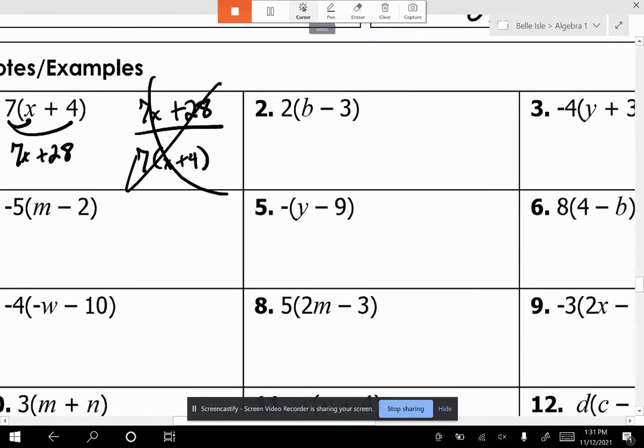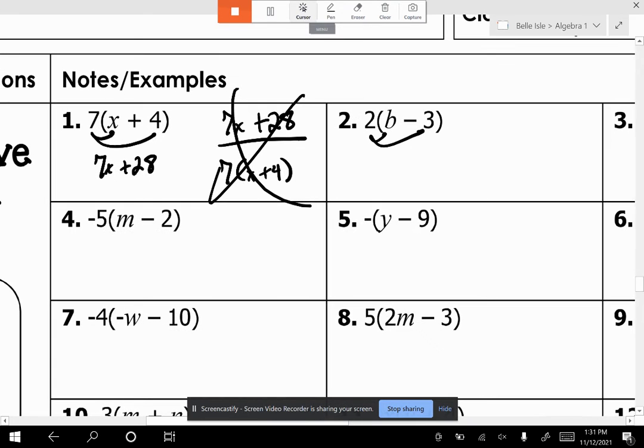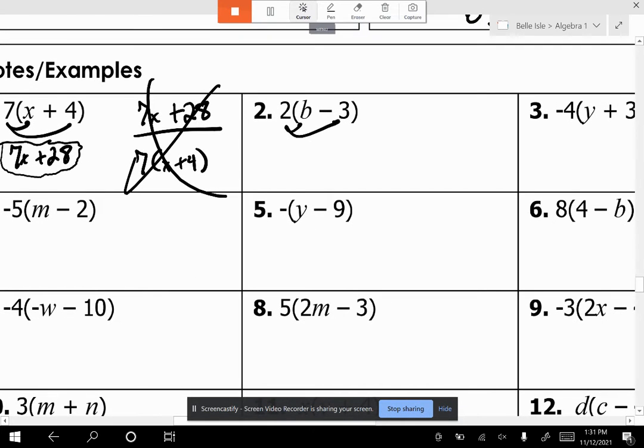So number 2. To factor. Okay. So with 2 times b minus 3, we have 2 times b, which is 2b, and negative 6. Okay. So we have 2b minus 6. Are we confused about any of this?